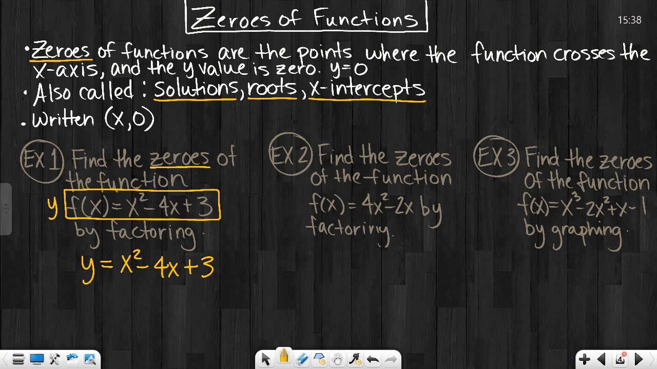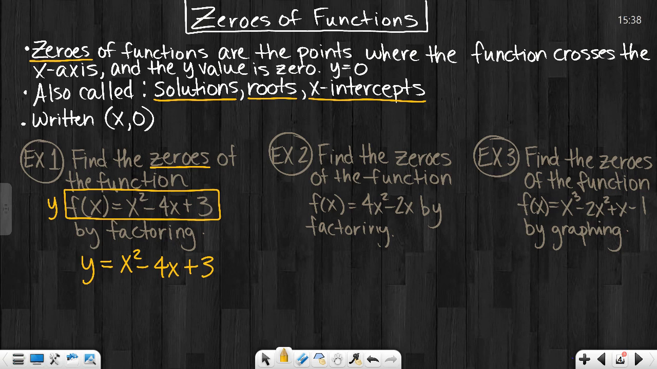F of x replaces y just because it generally means that y is a function of x, meaning we can't get our y value till we plug something in for x. Y depends on x. And that kind of goes back into Algebra 1 when you're talking about dependent and independent variables. So let's solve this by factoring.